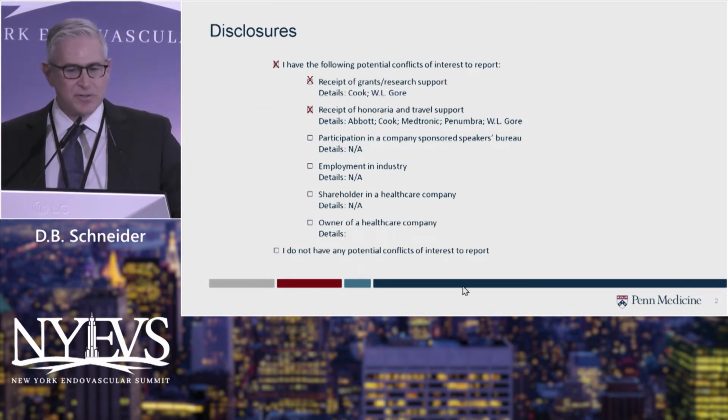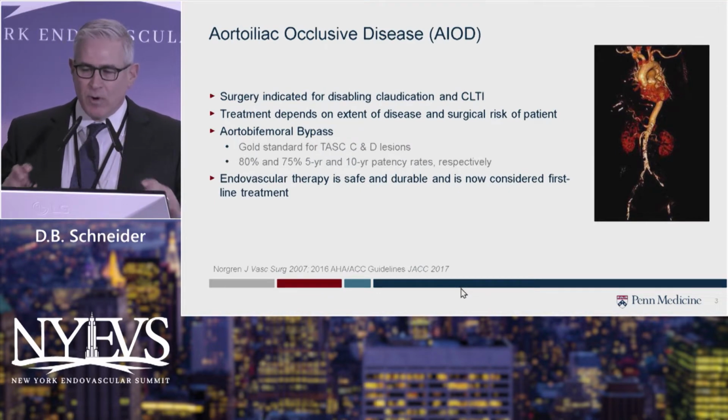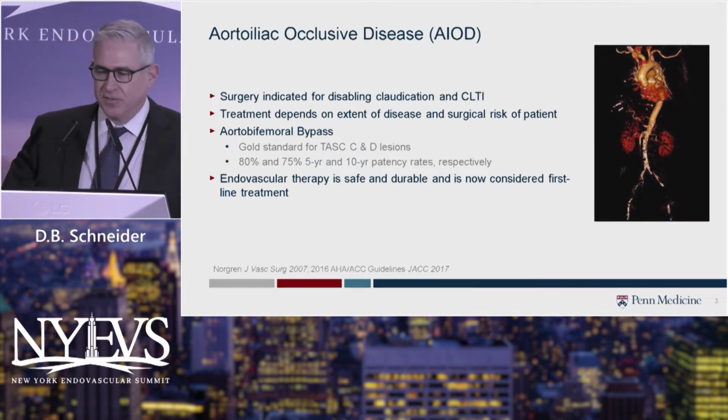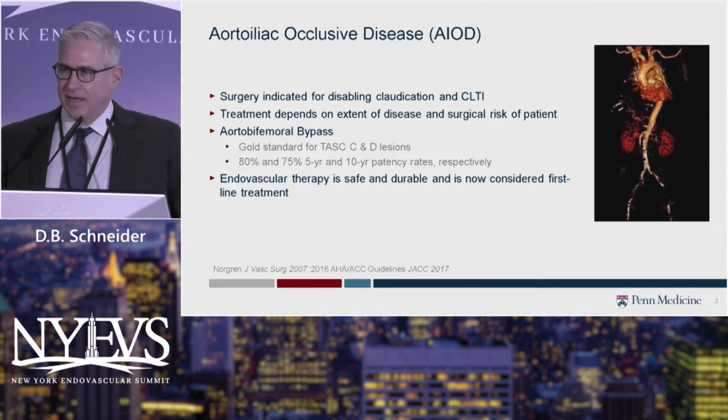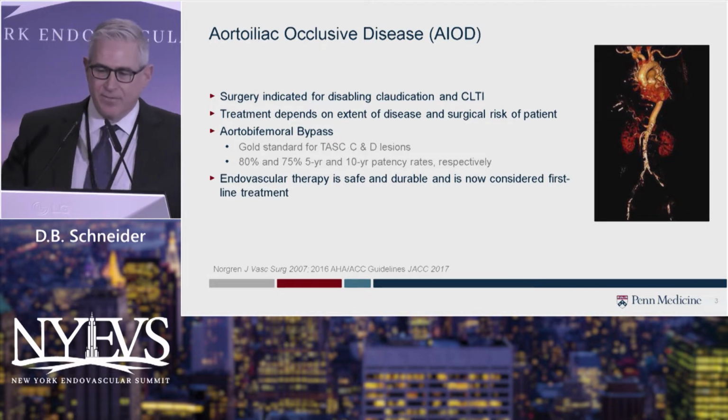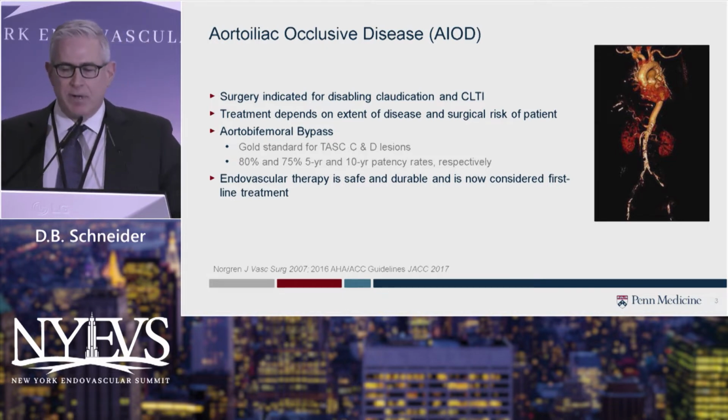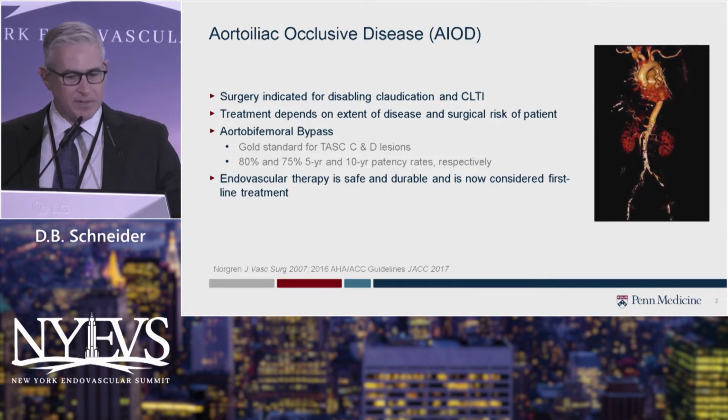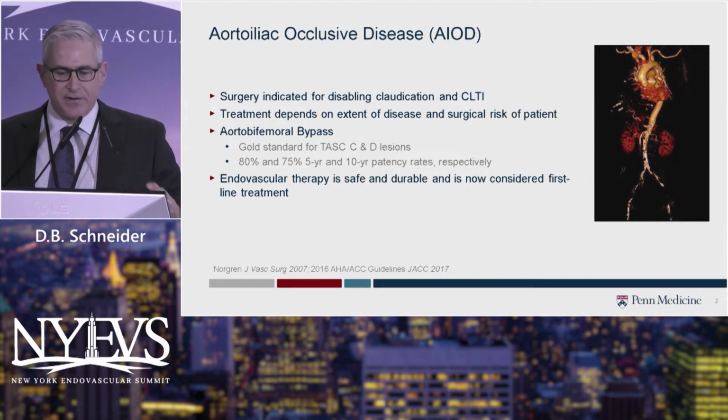These are my disclosures. When we talk about aortoiliac occlusive disease, we know what the indications are. It's disabling claudication or critical limb-threatening ischemia. Traditionally, the gold standard for especially complex disease, TASC C and D lesions, has been aortobifemoral bypass with excellent patency rates. But I think that this is one case where the open surgery is no longer the gold standard.